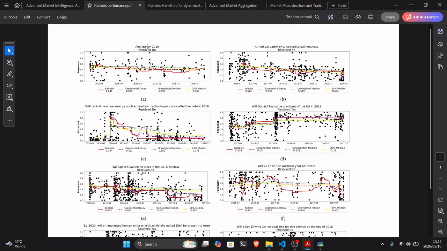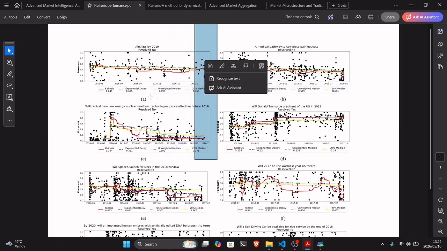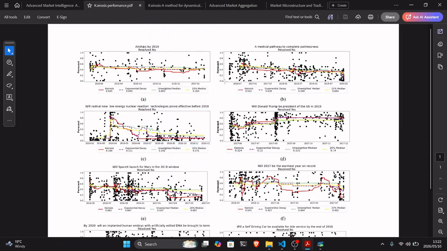Now, the question was airships by 2019. It was resolved as no. Kairosis aimed at a 64% probability of it happening. Exponential decay aimed at a 69% probability. Unweighted median aimed for a 70% probability. And 20% median aimed for a 57% probability, right? So essentially, the 20% median performed better, and Kairosis performed second best. Not bad at all. Let's look at other questions.